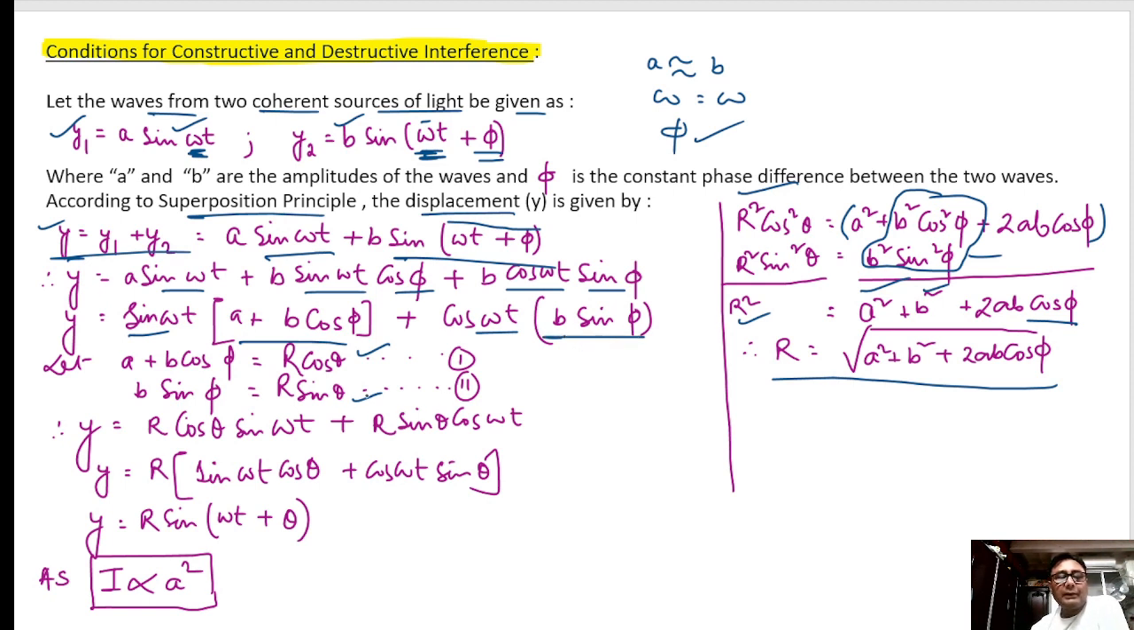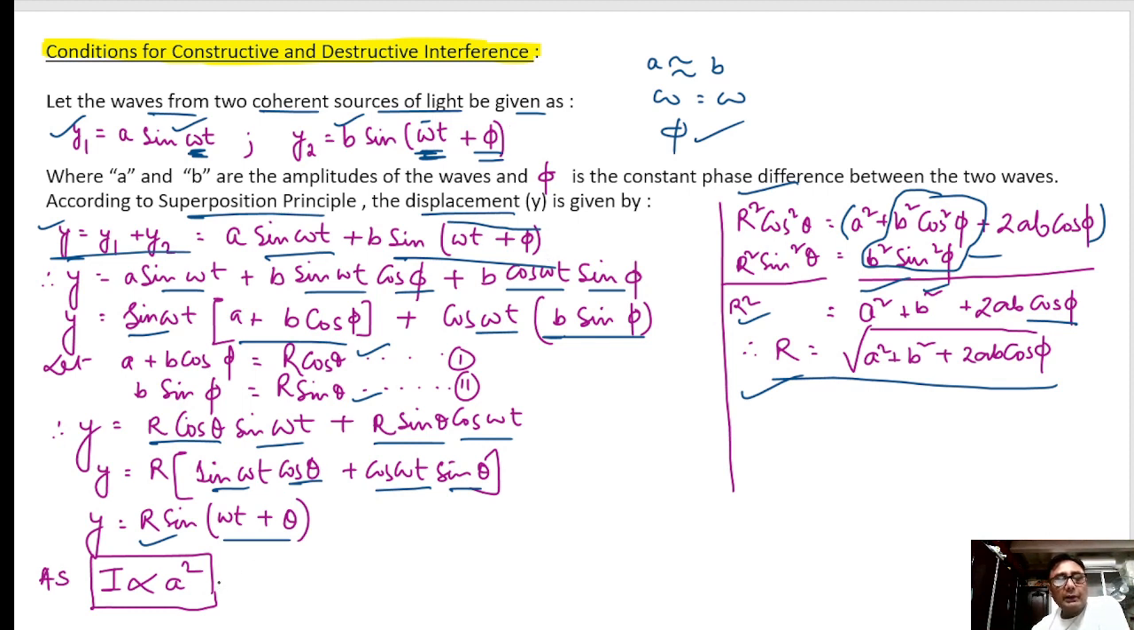That means we can write this as r cos theta sin omega t, plus r sin theta cos omega t. Taking r common, we get sin omega t cos theta plus cos omega t sin theta, which is actually sin (omega t plus theta) into r, where r is this. So this is the resultant amplitude of the superposition of the two waves.